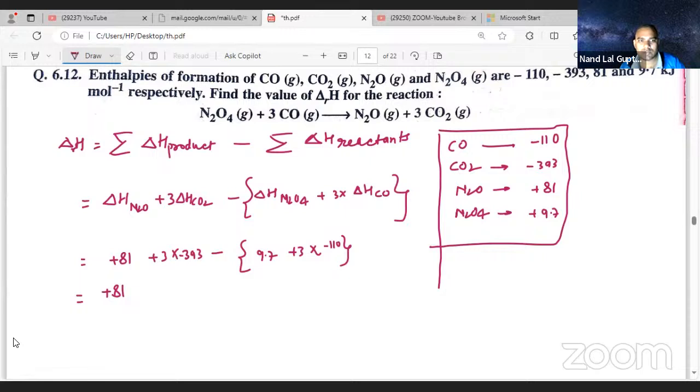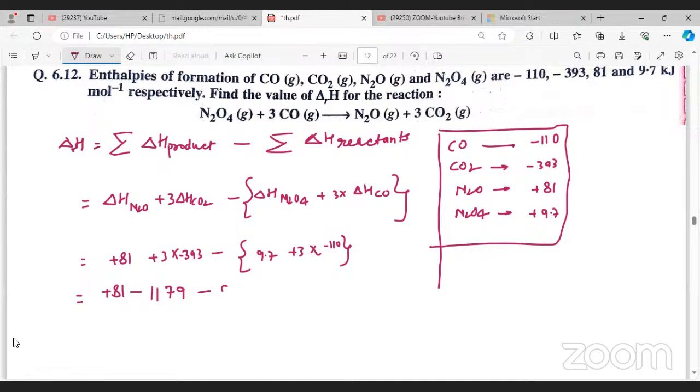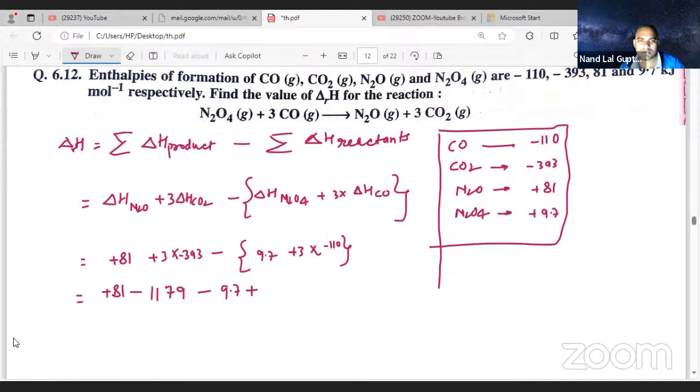This will be negative 3, 3 nines are 27, 3 threes are 9, to 11. Are you doing it now? Yes, sir. 9.7. And this will be plus, minus into minus is plus. So 330. Solve it and let me know how much is coming.